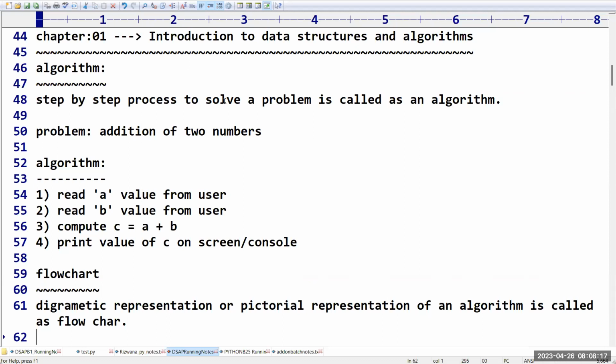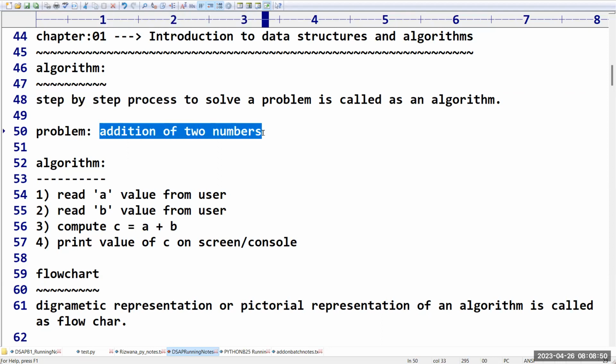First of all, we have to prepare the algorithm. Once we prepare the algorithm, the solution will become very easy for us. So for that purpose, we have to design an algorithm. I think I already explained: a step-by-step process to solve a problem is called an algorithm. So we are going to write a step-by-step process. Example also I have given.